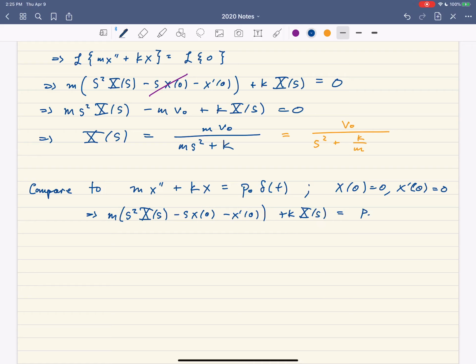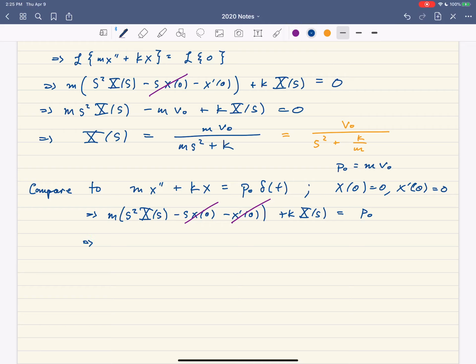P0 is a constant. P0 refers to the initial momentum of the system, and momentum is given by mass times velocity. So the momentum here is m times v naught, the mass times the initial velocity. Noticing that x of 0 is 0 and x prime of 0 is 0, we're going to solve for capital X just like we did before.